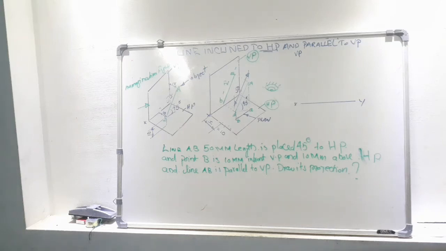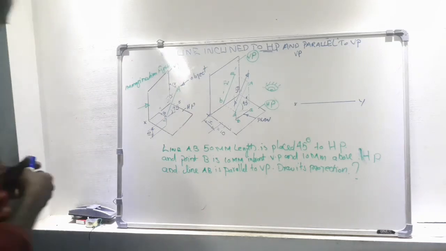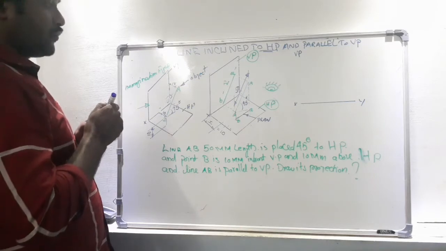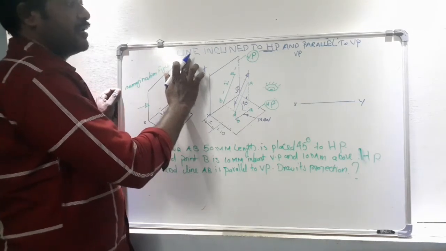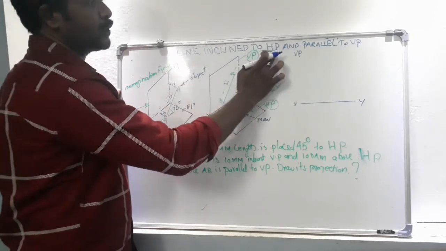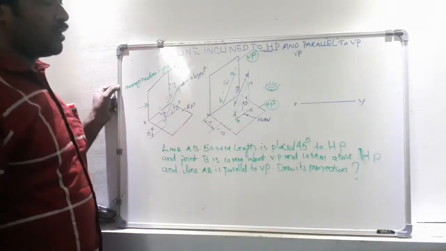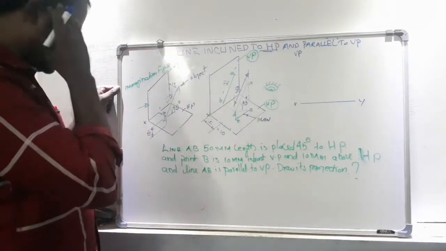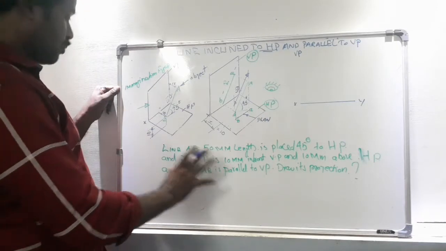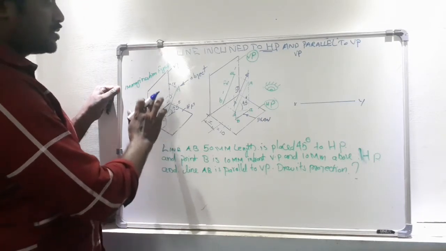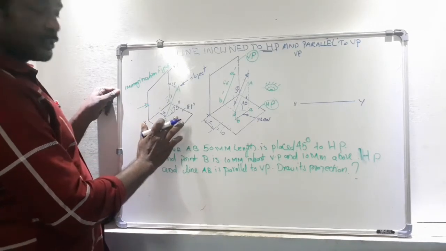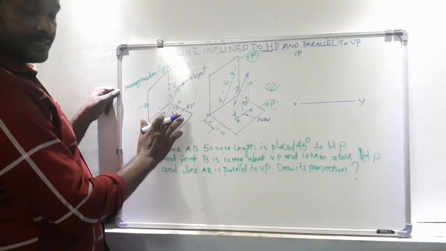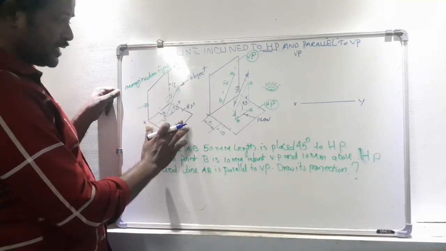Dear students, in this class we have to discuss another type of projection of lines. That means our line is placed inclined to HP and parallel to VP. That is the present problem. Here this figure shows an isometric representation of first angle projection. That means this is the figure of first quadrant.